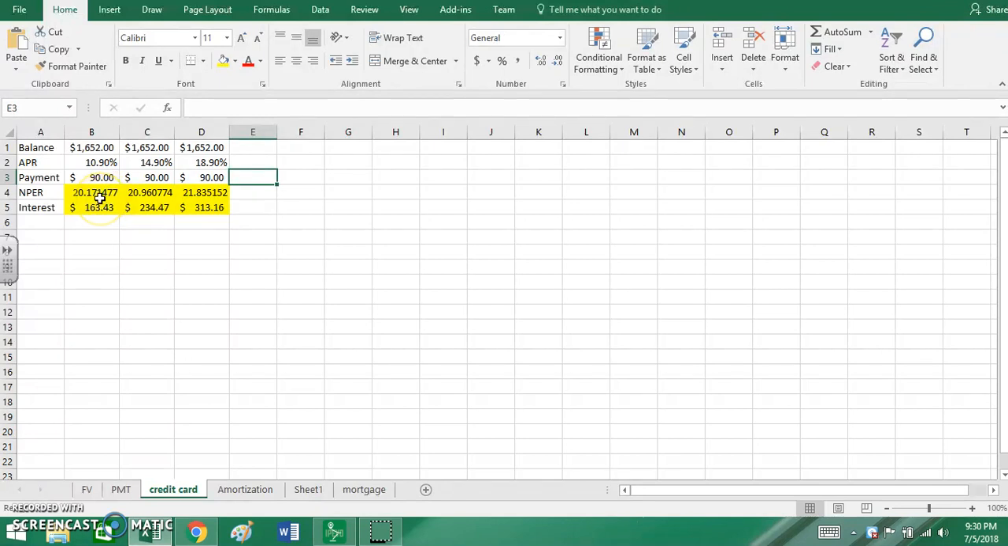So now it took me 20 months here, 21 months here, 22 months here, and $163 instead of $146, $234 instead of $208, and $313 instead of $116. So a lot of times, they give you these monthly payments and they'll say your monthly payment's $50. So that means it would take me almost 40 months to pay off that debt.